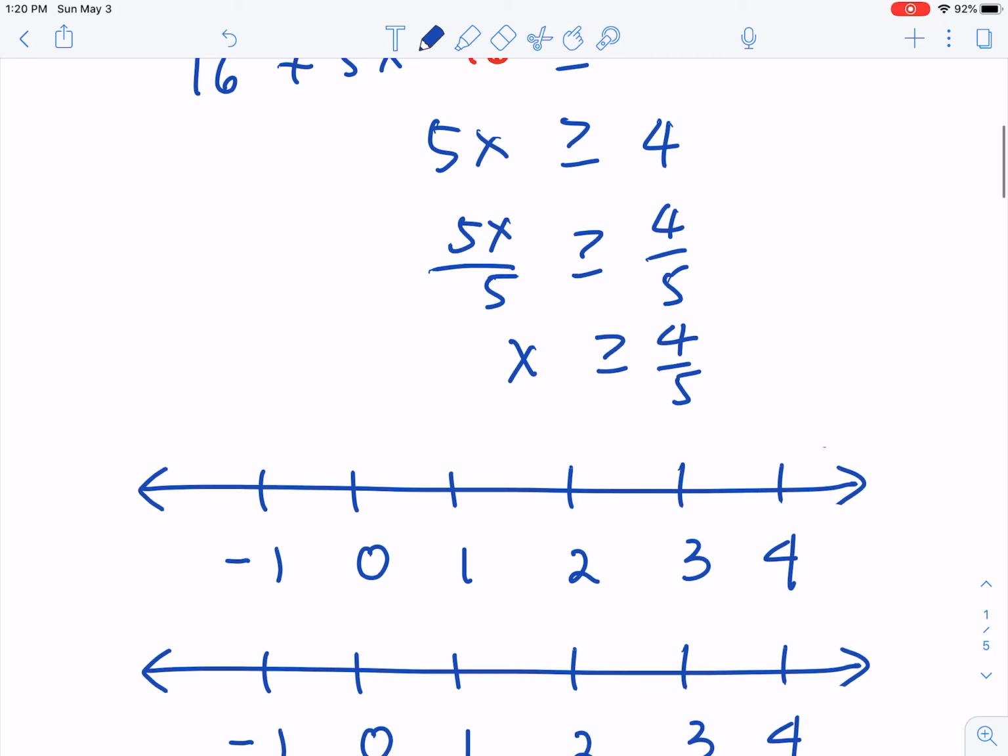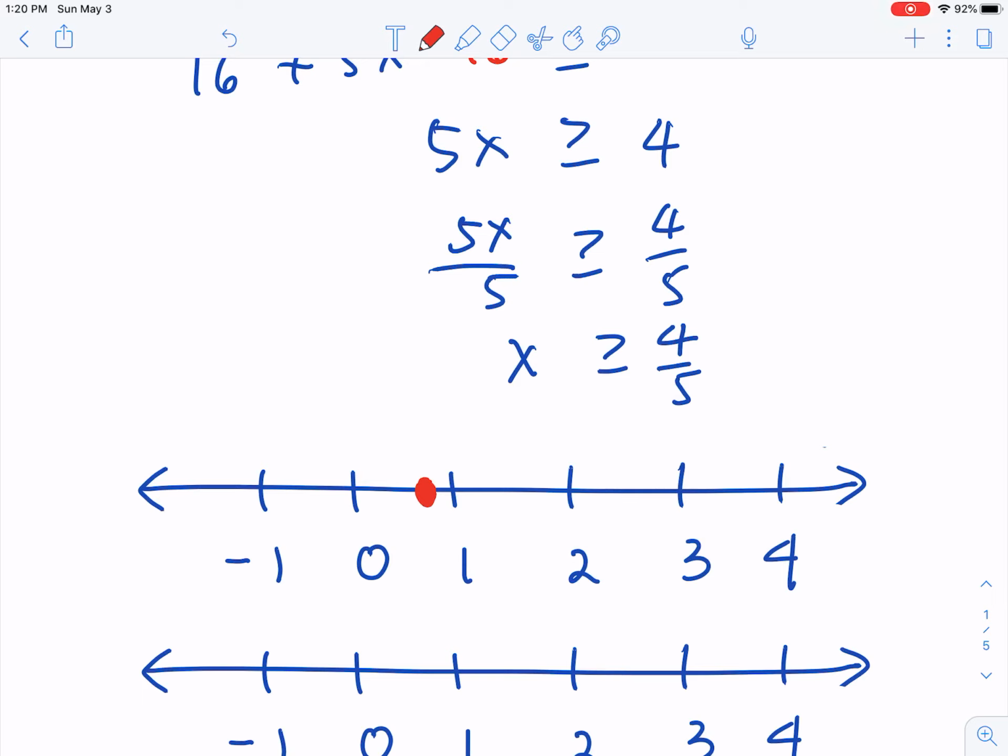Okay, saan yung 4/5 banda? Graph natin. So, ang 4/5 ay between 0 and 1. Malapit siya sa 1, no? Parang 0.8. So, nandito siya banda sa part na yan. And since kasama siya, kasi may equal, yung ating circle ay merong shade. No? Tapos, isi-shade natin lahat ng mga numbers na greater than 4/5.